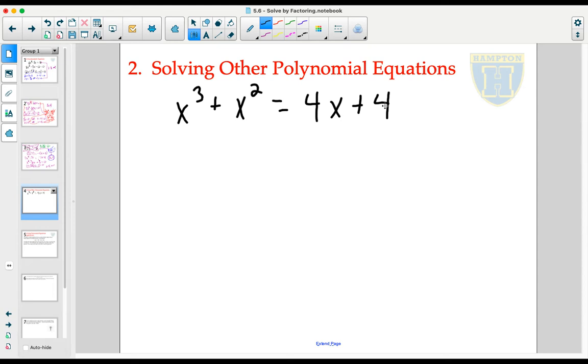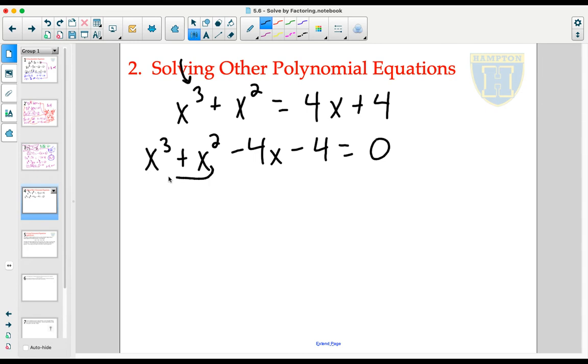This is not a quadratic equation. This is a cubic equation. We have our third power, our third degree, but we're going to use the same technique. We're going to set equal to 0 and attempt to factor. We'll leave the highest power where it is. We'll bring the 4x over to the left and the 4 over to the left, and all of that equals 0. We have 4 terms that look like they're easily factored using factoring by grouping.